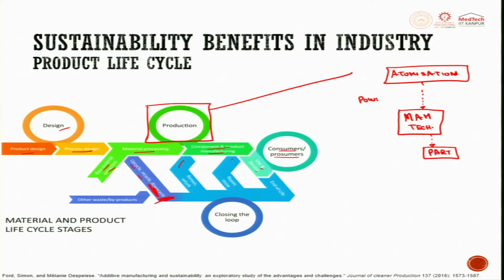I would put powder recycling. This powder recycling could take inputs from the additive manufacturing technology only, and this can further help to provide input to the atomization process once again. These are all inputs. I make sure that the arrow has the right pointing head.